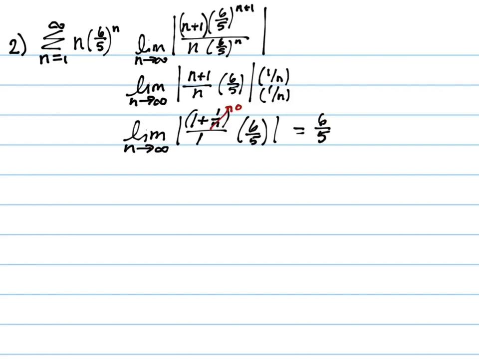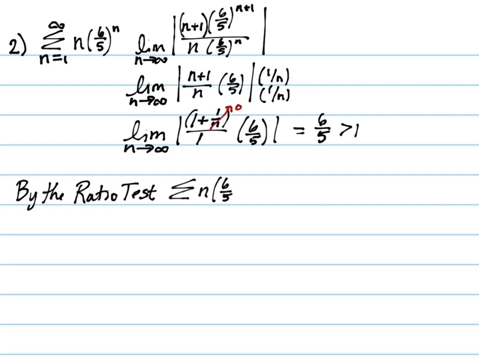Now, compare that back to what the ratio test said. What does that now mean? It diverges because that's bigger than 1, right? So, again, we need to state that. We're going to say, by the ratio test, the summation of n times 6/5 to the n, from n equal 1 to infinity, diverges.